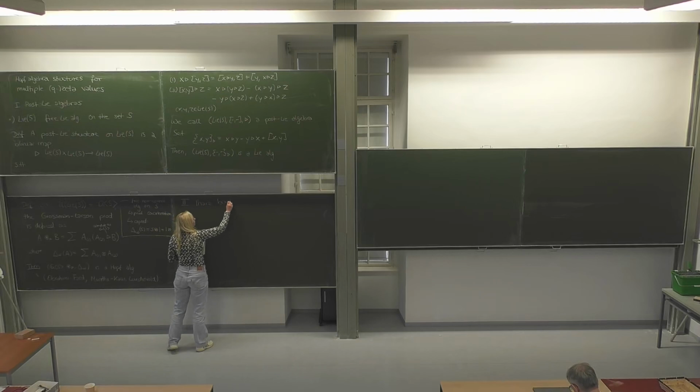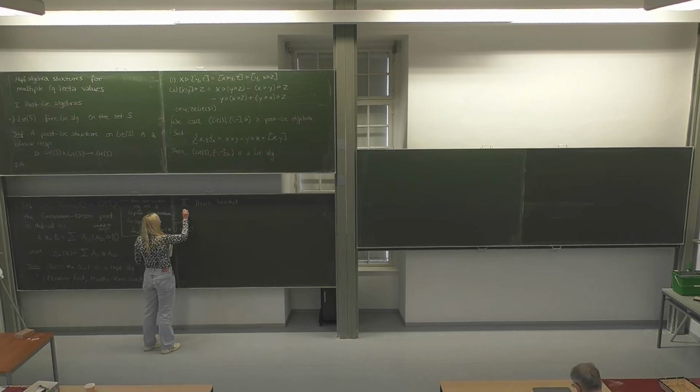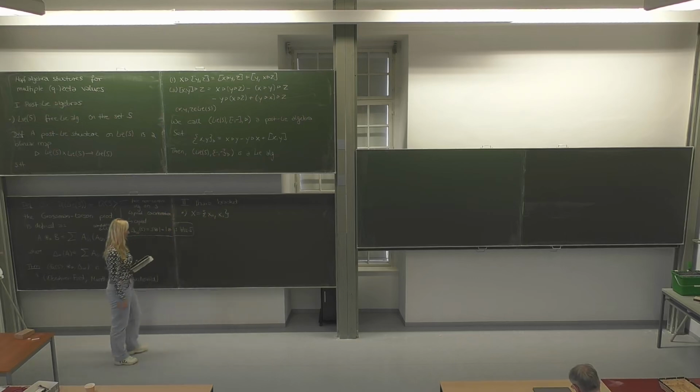And the example will be the Ihara bracket, which I guess at least some of you have seen before. So I want to consider it on a very specific set, namely on the two-letter set consisting of x0, x1. And I think if you know about multiple zeta values, you can already guess in which direction it goes.